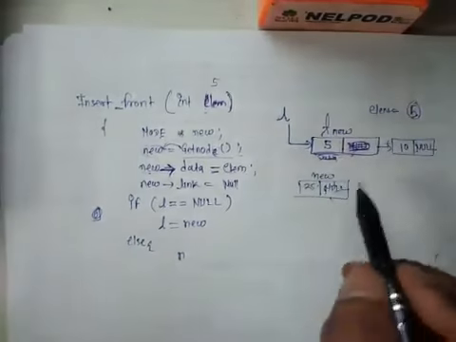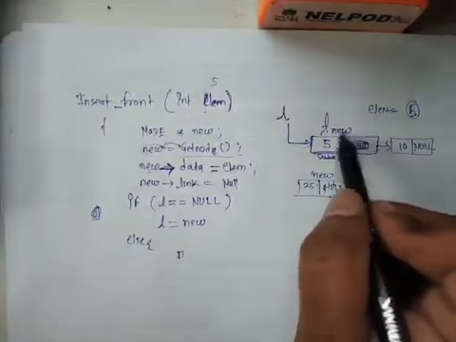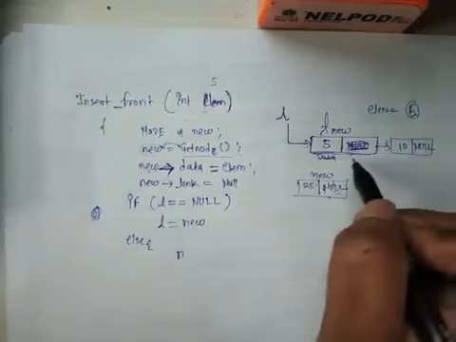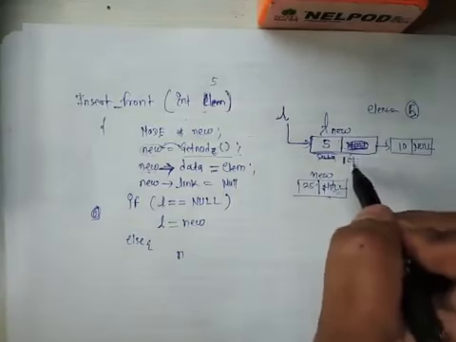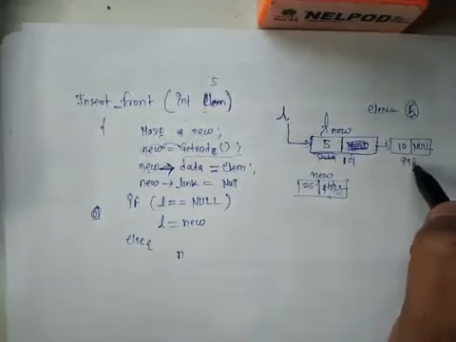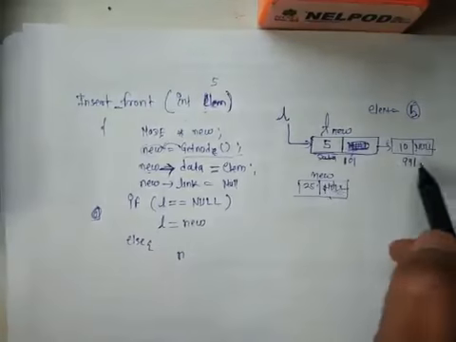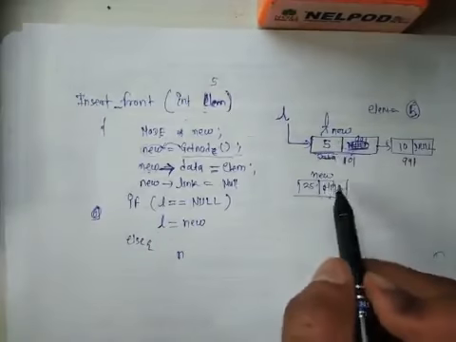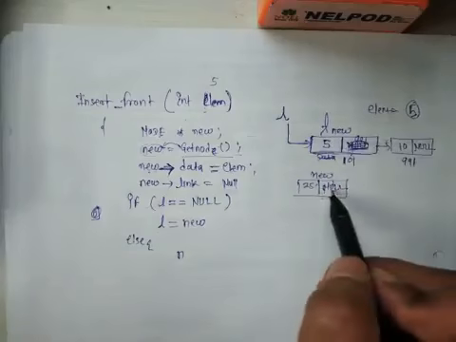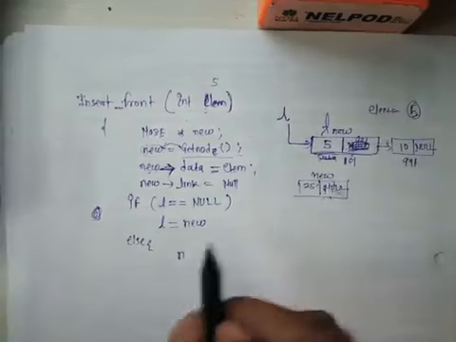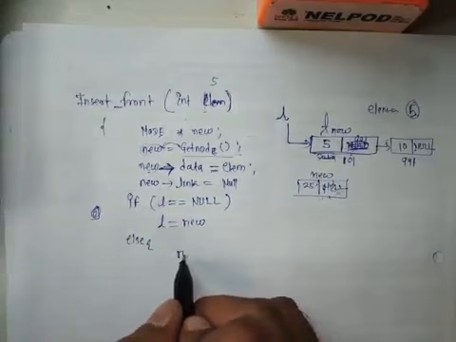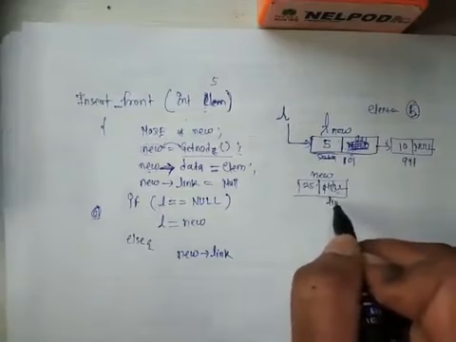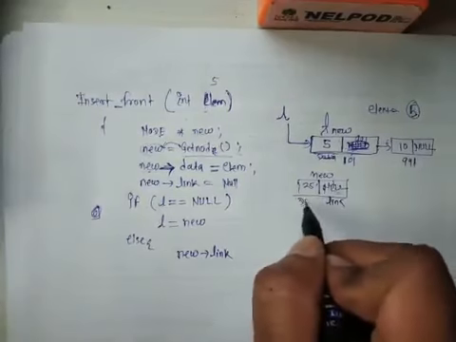So what I'm going to do, I'm going to assign the address of this node to the link part of the new node. Suppose the address of this node is 101 and this node is 991. So 991 will be stored here already, and we are going to assign the address of this node to the link part of the new node. So I'm going to write here new of link. This is the link part and this is the data part.